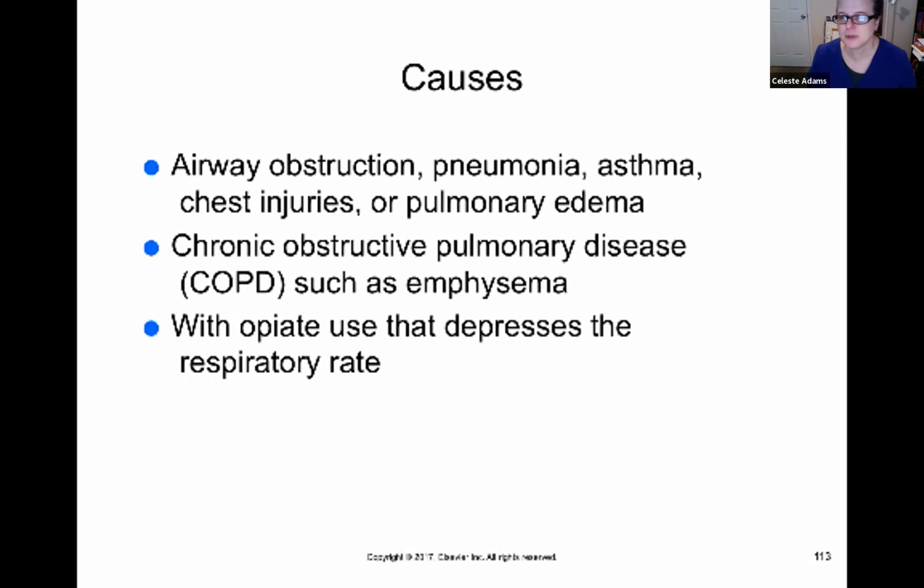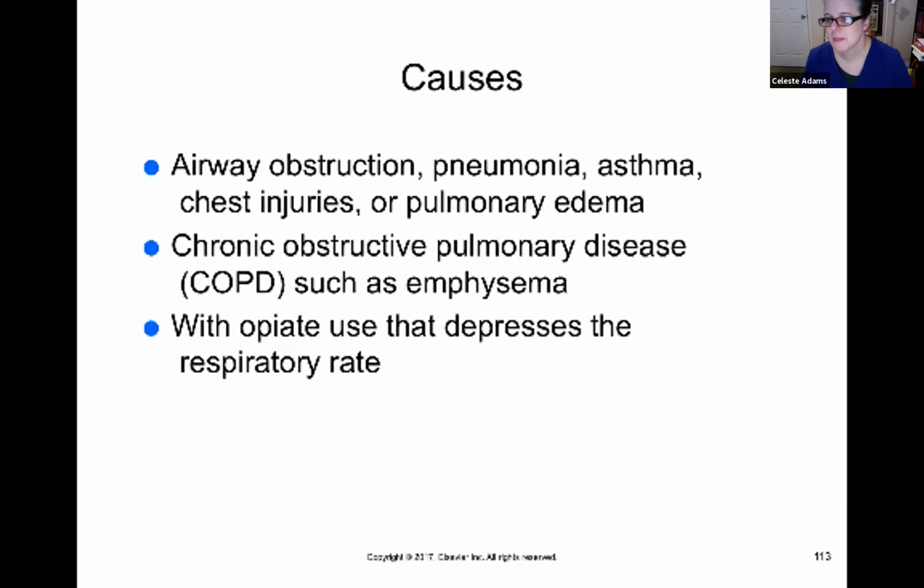Chronic obstructive pulmonary disease, COPD. Emphysema. Those airways are blocked. In those conditions, the patient's not able to breathe off that CO2. That CO2 is accumulating in the lungs and it gets high and the patient goes into respiratory acidosis. So any cause that's going to keep the lungs from breathing out the CO2 is going to cause respiratory acidosis.